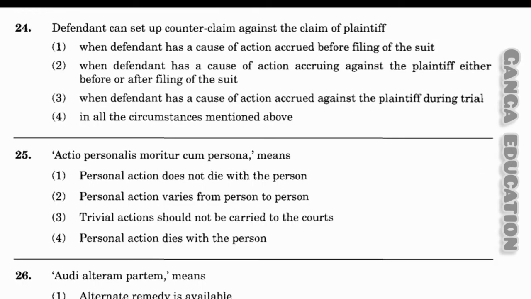Now question number 24. Defendant can set up counterclaim against the claim of plaintiff. Option number 1, when defendant has a cause of action occurred before filing of the suit. Option number 2, when defendant has a cause of action occurring against the plaintiff either before or after filing of the suit. Option number 3, when defendant has a cause of action occurred against plaintiff during trial. Option number 4, in all the circumstances mentioned above. And the correct answer is option number 2, when defendant has a cause of action occurring against the plaintiff either before or after filing of the suit.